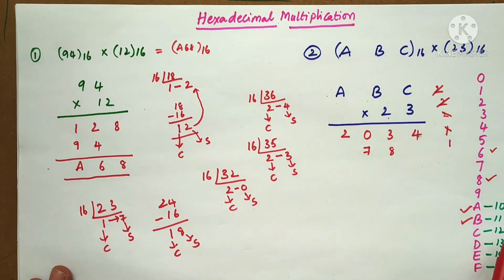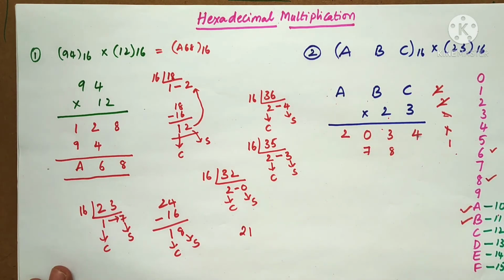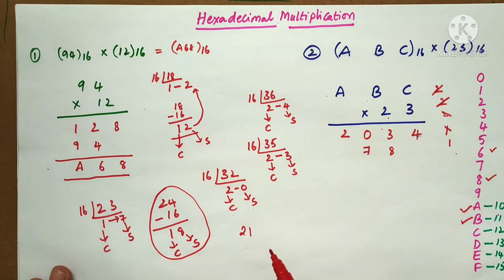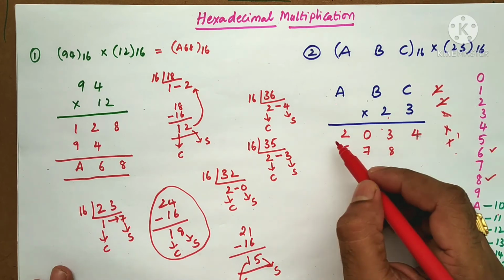A into 2. A means 10. 10 into 2, 20. 20 plus 1, 21. 21 is not hexadecimal number. It's a decimal number. You have to convert 21 into hexadecimal number either by dividing with 16 or simply apply this trick. So 21 minus 16. It is 5. How many times am I subtracting 16 from 21? Only one time. So 15. Okay. So 5 is sum and 1 is carry. So write 1 here.